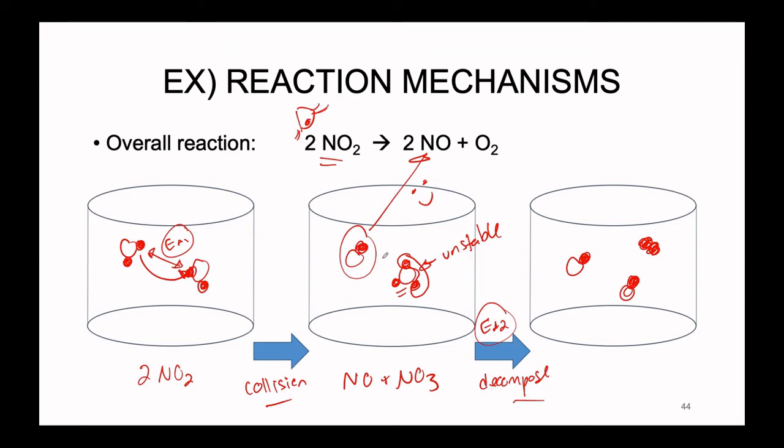Experimentally, we are able to witness the production of this NO3, which, yes, is unstable, but it's just stable enough that we can see it spectroscopically. And so we have evidence for this NO3 being produced before everything breaks down into NO and O2.